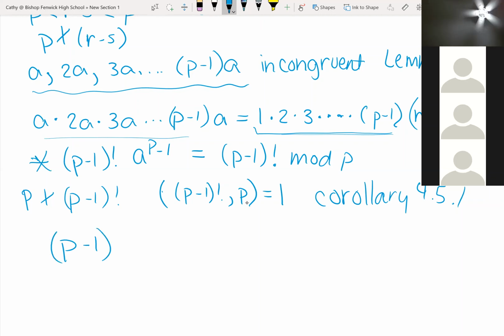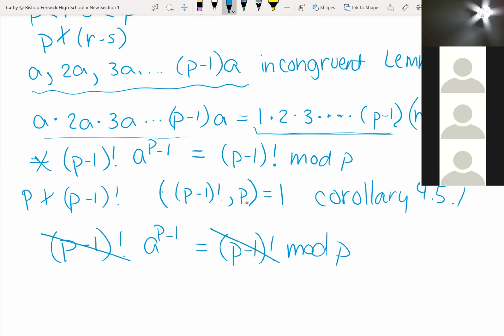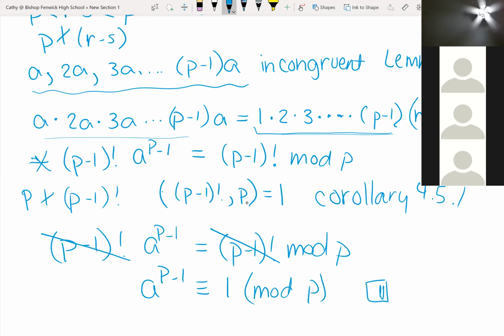So then I'm just going to rewrite this equation again. P minus 1 factorial times A to the P minus 1 equals P minus 1 factorial mod P. So we can cancel those two out. Then we are left with A to the P minus 1 is congruent to 1 modulo P, which proves the theorem.